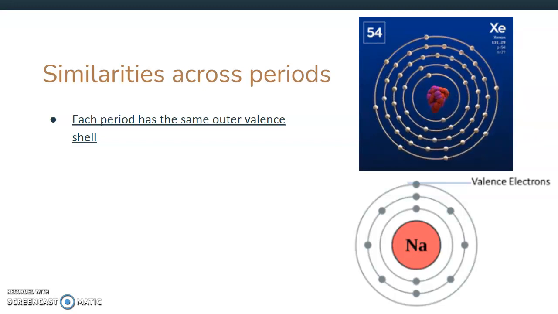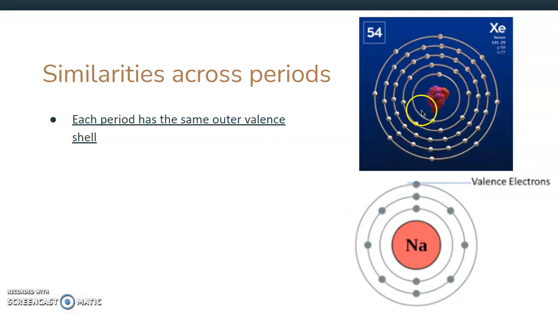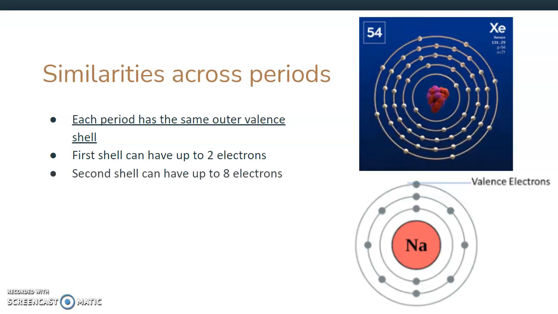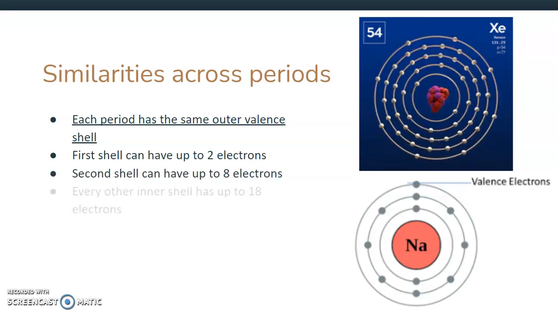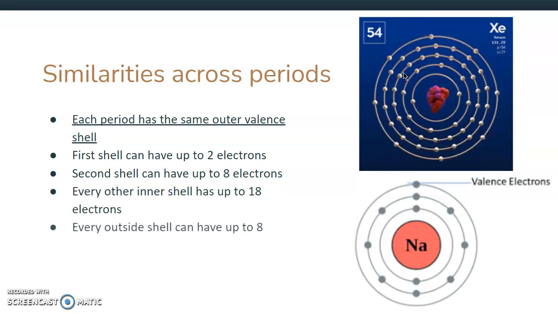So everything in the third row, like sodium, has 3 shells, as we can see. Xenon is in the 5th row because it has 5 shells. Our first shell always can have up to 2 electrons in it. Our second shell can have up to 8 electrons in it. Our third shell can have up to 18. And then every outside shell after that can have up to 8.